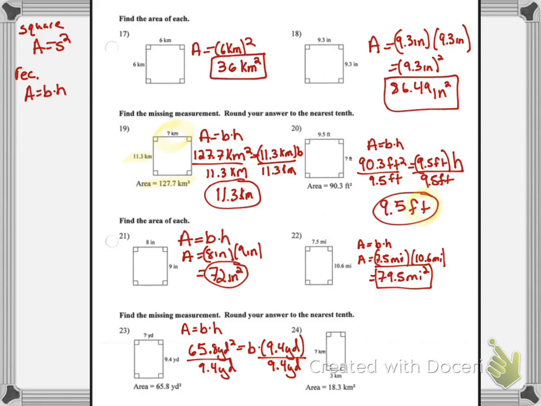So when you put that into your calculator, you have 65.8 divided by 9.4, which actually works out pretty nicely, and gives you 7. One of the yards cancels, so the numerator has 2 yards, the denominator has 1 yard, so you end up with 7 yards.